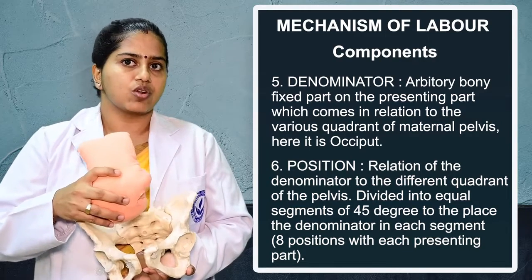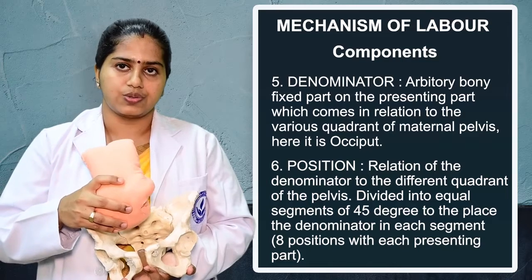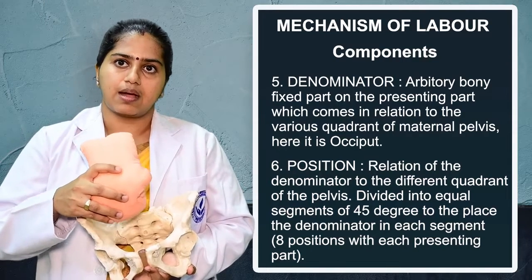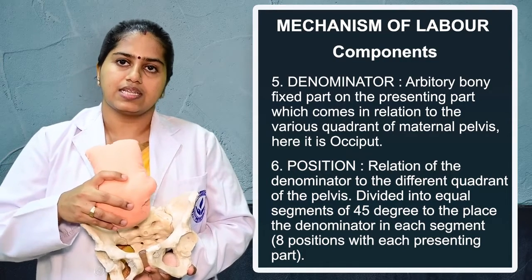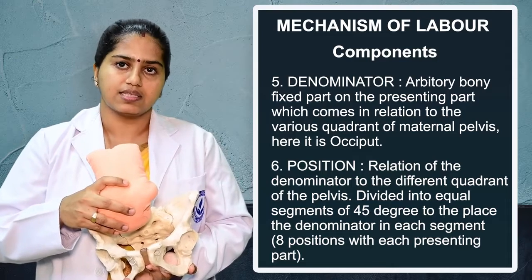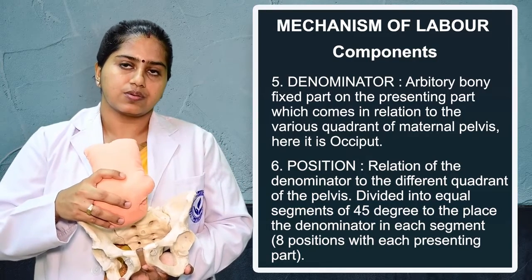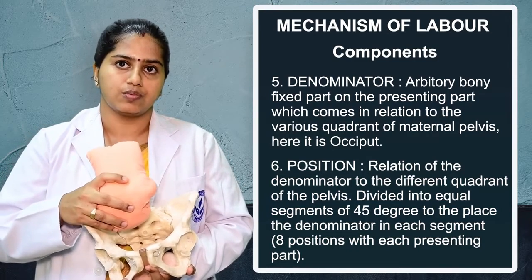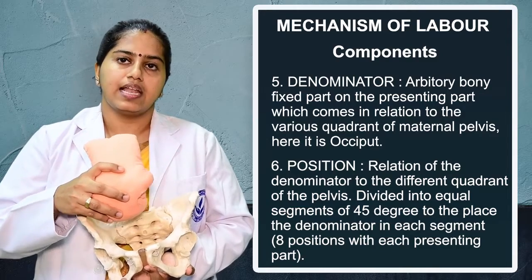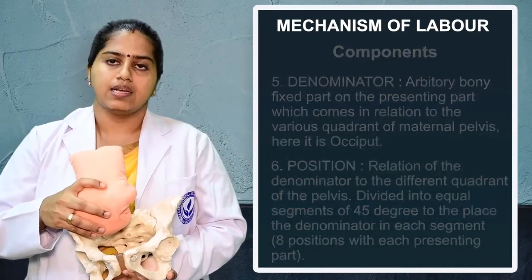So you understood the components. Lie is longitudinal. The next, attitude, is complete flexion, presentation is cephalic, presenting part is the parietal bone, the denominator is occiput, and the position is left occipito anterior.